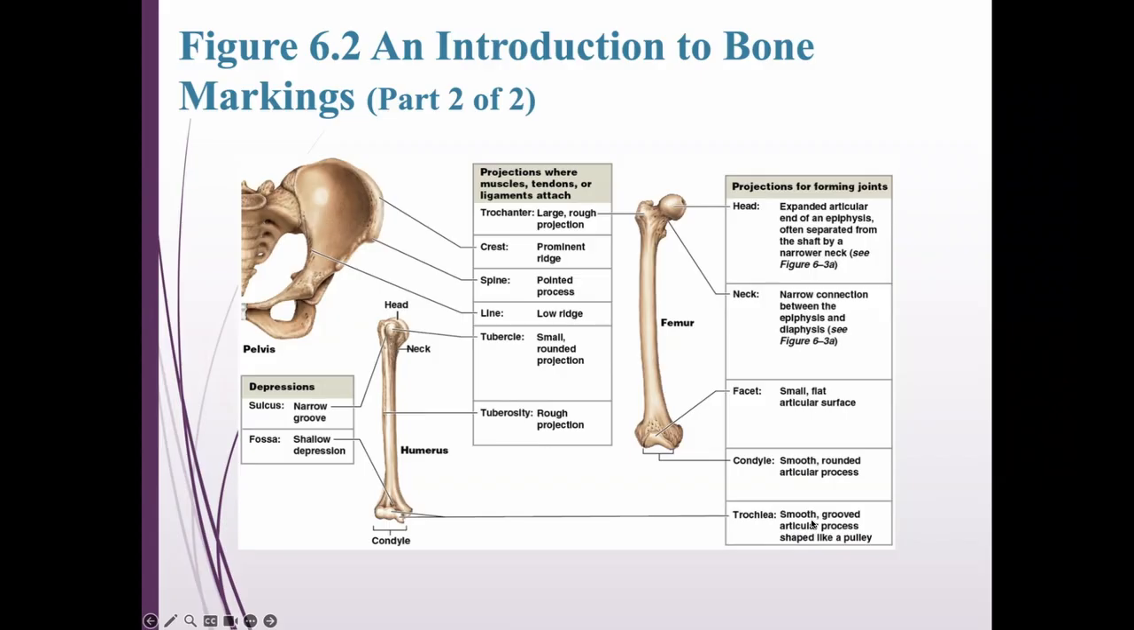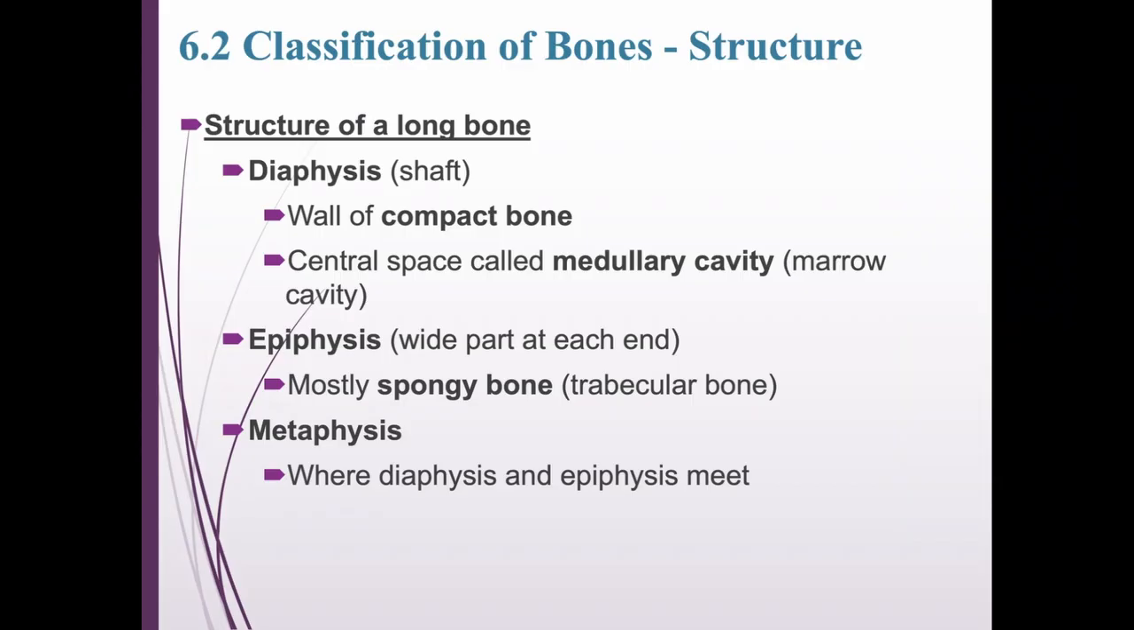The trochlea. The trochlea is going to be a smooth grooved articular process and is shaped like a pulley. So this right here, these are the trochanters. I'm sorry, trochlea, the trochlea. My apologies. Alrighty, so with that, we've introduced these words: diaphysis, epiphysis, and metaphysis.